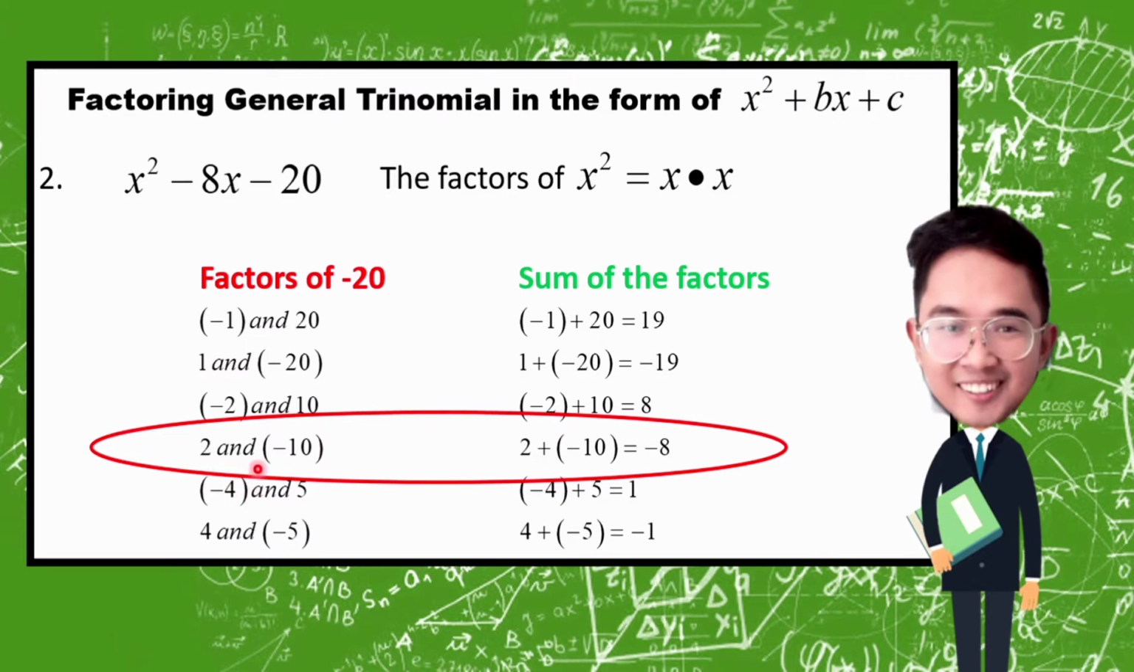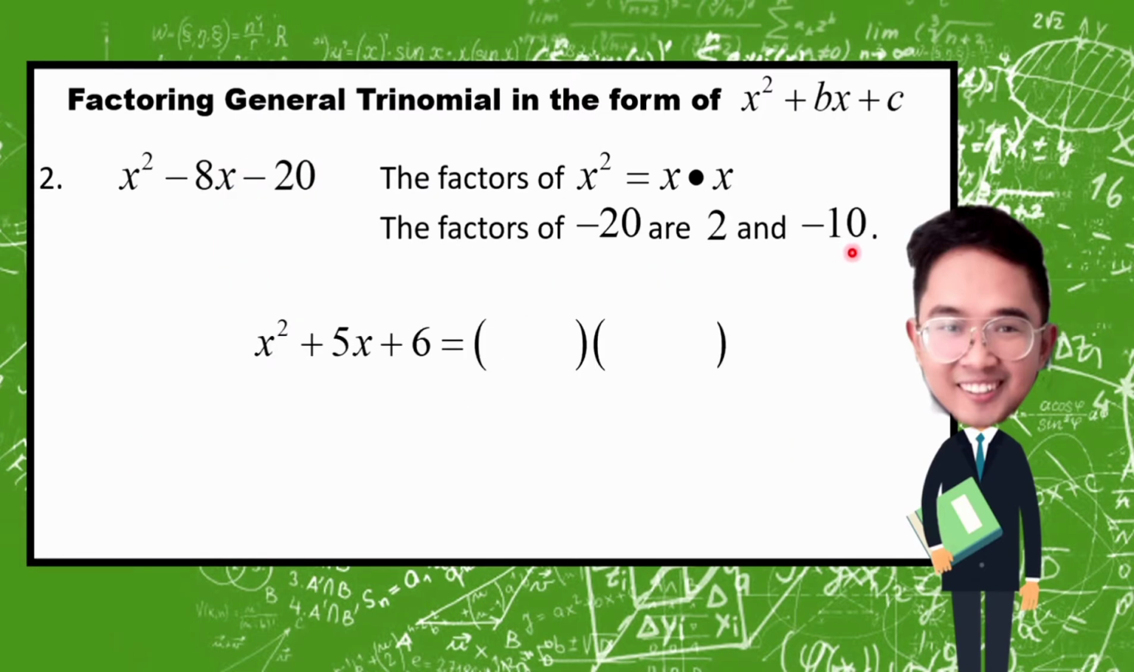Again, I will explain it to you. 2 and negative 10 is the correct answer because if we are going to multiply them, the answer is the last term, which is negative 20. And then if we are going to add these two factors, 2 plus negative 10, the answer is negative 8, which can be found in your middle term. That's why we are going to use the factors 2 and negative 10.